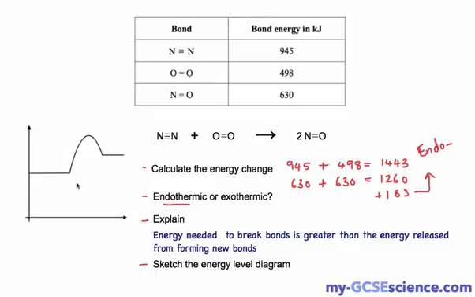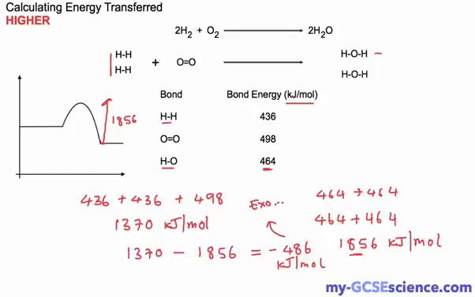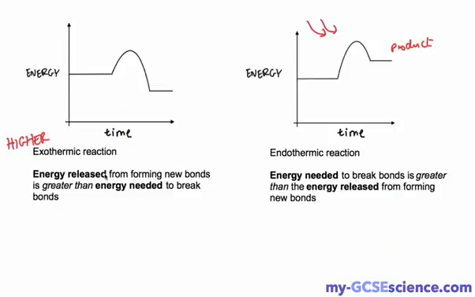So that's a run through of energy level diagrams. They can be quite tricky, so it might be worth going over one or two more times. Certainly worth recognizing these diagrams, being able to explain what an endothermic and exothermic reaction is.